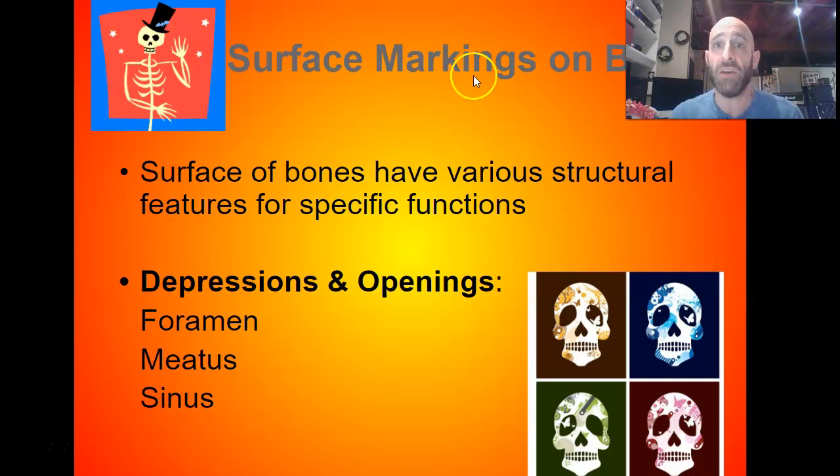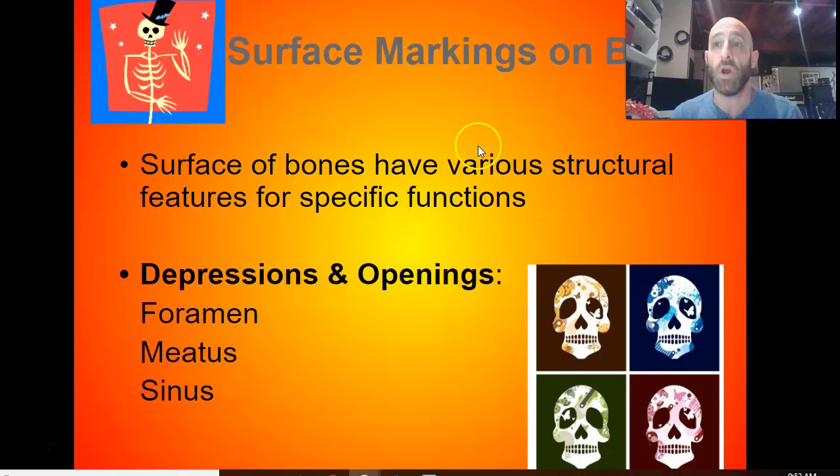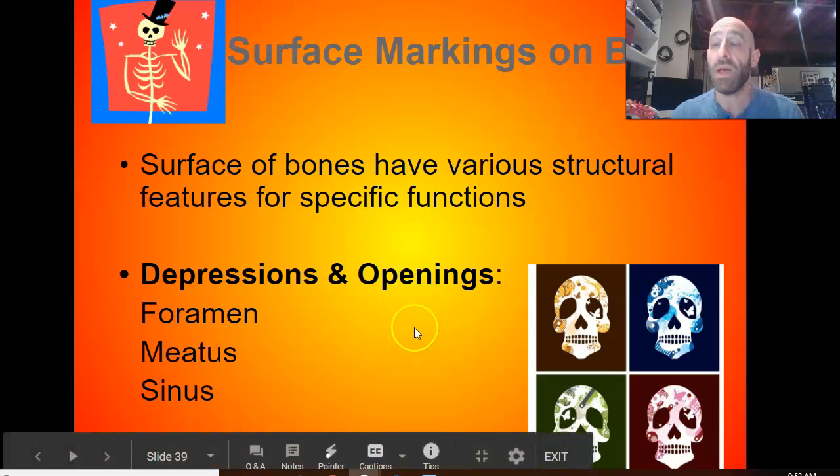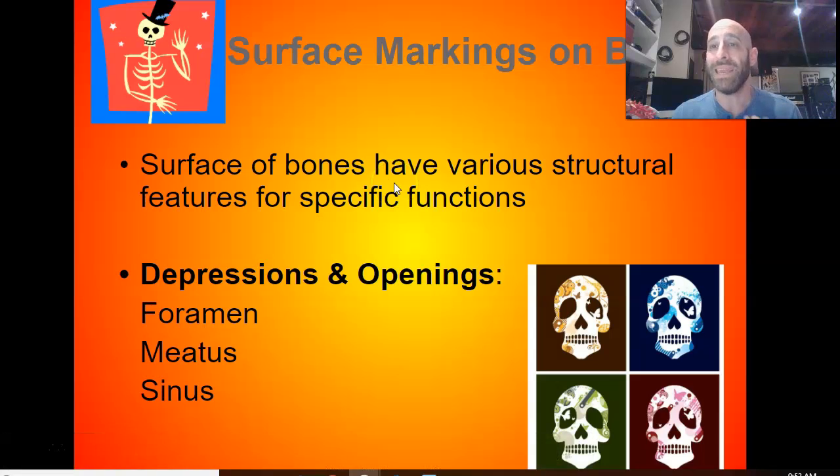So the first set of markings, or surface markings, on the bone are going to be what we call depressions and openings. And they exist for the purpose of things passing through them, like blood vessels or nerves. So I'm going to run through them now, but there's the foramen, the meatus, and the sinus.